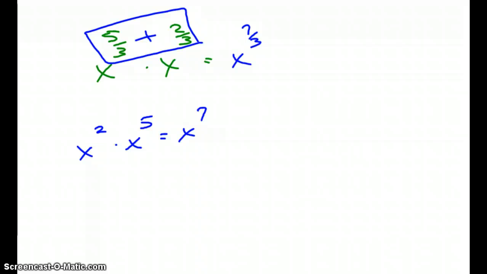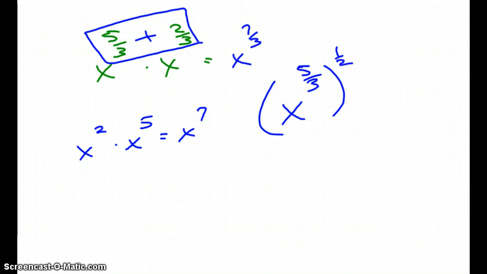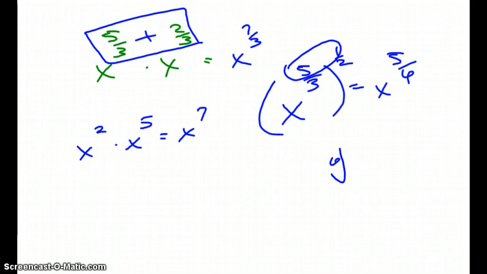Also, if I have the power rule, what was that, Michael? What do you do with that? What do you do with the exponents? Multiply. 5 over 6. Okay? Which equals that, if you wanted to write it in radical form.